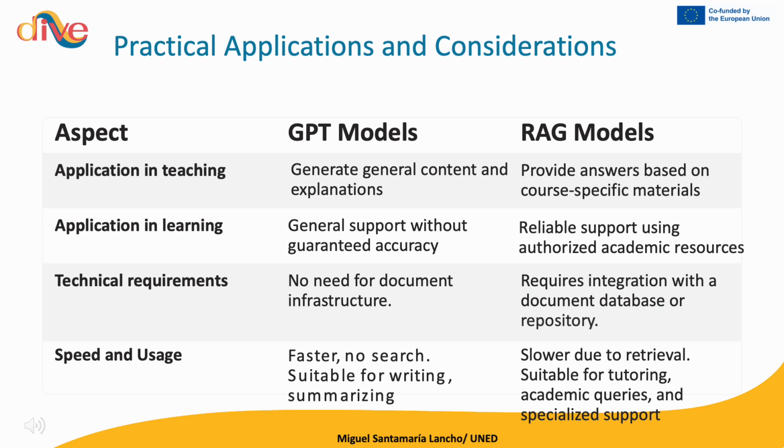On the other hand, RAG models are particularly helpful when precision and alignment with course materials are required. Since they retrieve and use specific sources selected by instructors, they are ideal for personalized tutoring, academic search tasks, and content-specific support. The trade-off is that RAG systems require a technical infrastructure to manage and access source documents, and their responses take longer because they involve retrieval and integration.